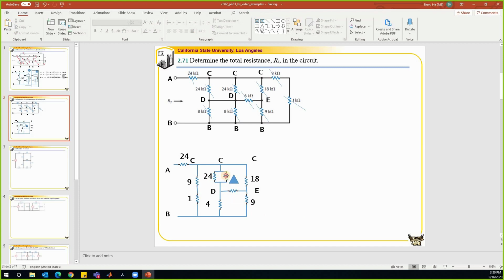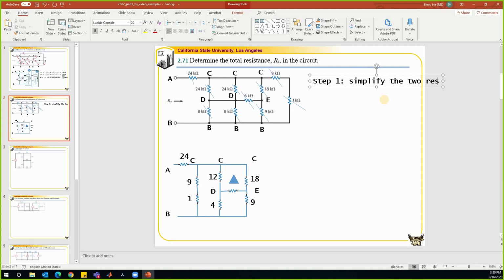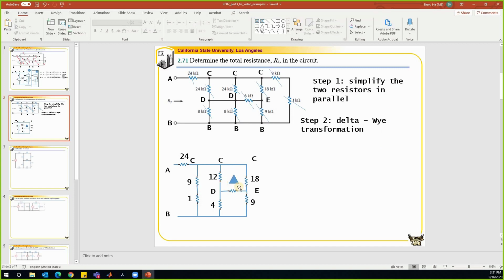And I did the same thing here, the total resistance for these two resistors becomes 12. So we already did the first step, simplify the two resistors in parallel. The second step, we're going to use the Delta-wye transformation. In Delta-wye transformation, we're going to convert this delta-shaped network into the Y-shaped network.